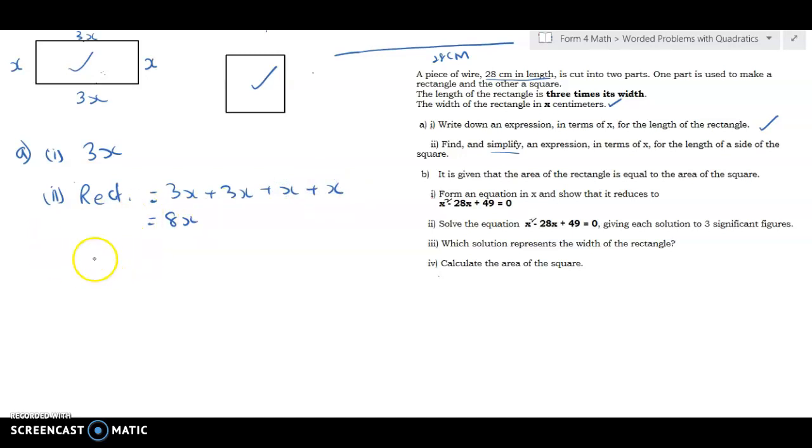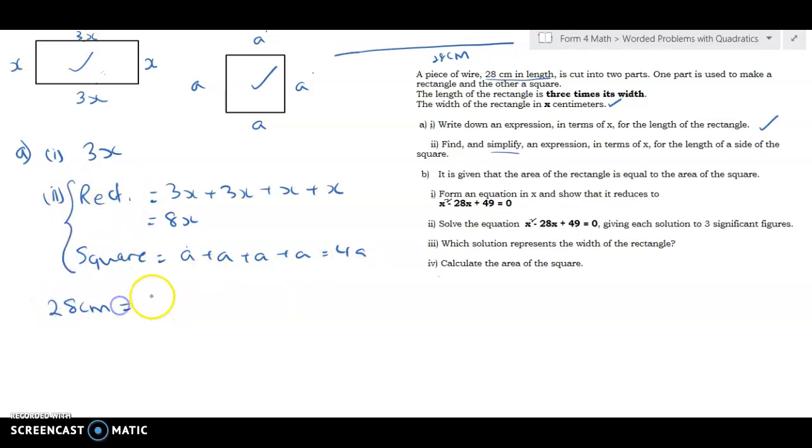Now, the total length of the wire is 28. For my square now, I don't know what my square is, but whatever it is, say it is A here, it will be A. So this will be A plus A plus A plus A, 4A. So the total length of these two must be 28. So I can say 28 centimeters is equal to the rectangle plus the square. So this means the 28 will be equal to 8x plus 4a. That's the perimeter for the rectangle and the perimeter for the square.